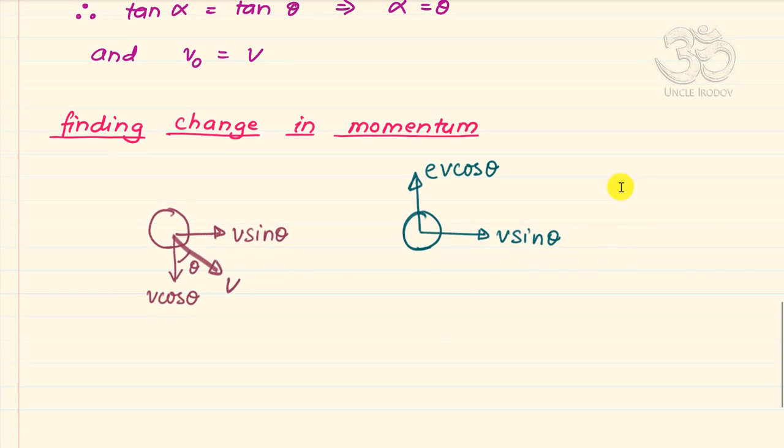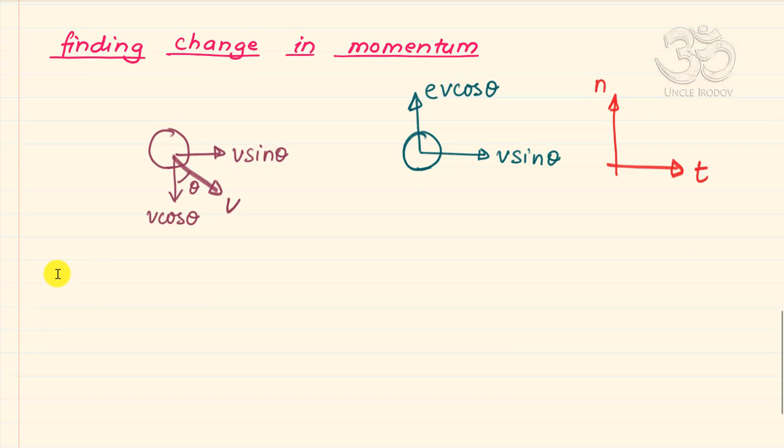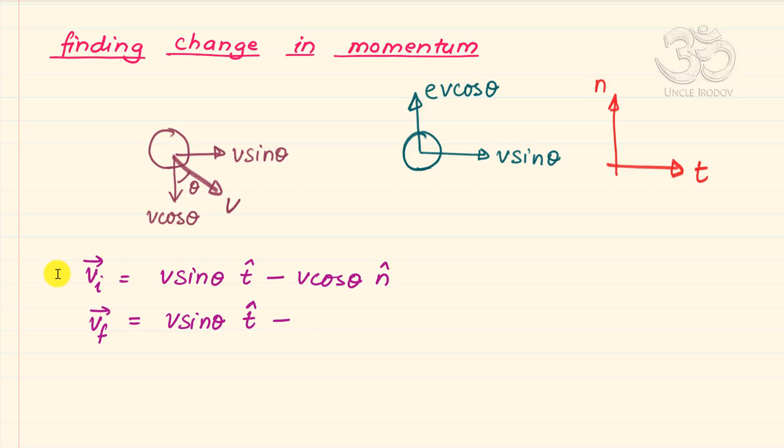So you can take the usual coordinate axes. You can take x-axis to the right, and y-axis upwards, or maybe if you want to work with the normal and the tangential axes, the one to the right will become tangential in this case, the one on the top will be normal, and you will say that the initial velocity was v sine theta along the tangential axis minus v cos theta along the normal axis, and velocity final will be v sine theta along the tangential axis plus e v cos theta along the normal axis.